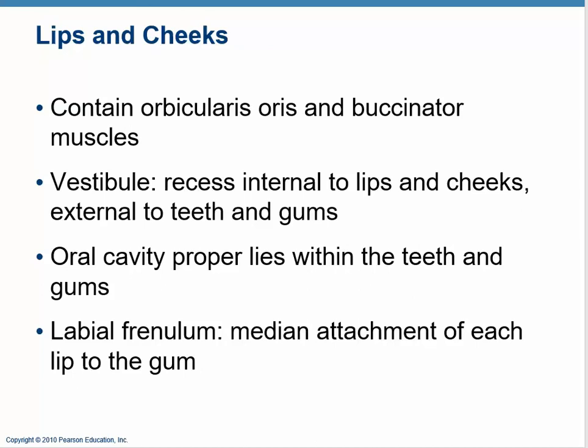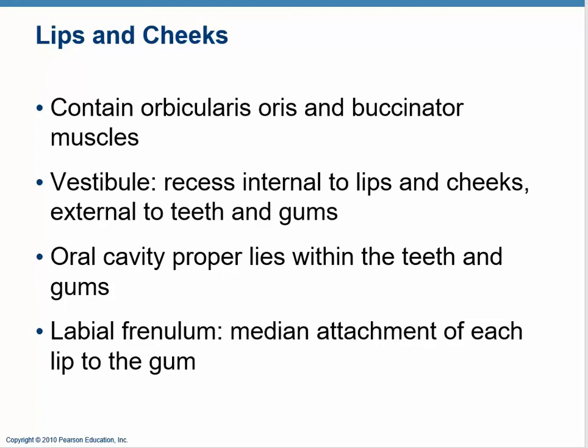Now, as you probably noticed, your lips and your cheeks happen outside of your gums, outside of your teeth, and we call the area between the cheek and gums, or between the lips and gums, the vestibule. So it's external to that. It's really not considered part of the oral cavity. I mean, it can be argued that it is, but it's easiest just to call it the vestibule. The oral cavity itself is the area inside the gums.